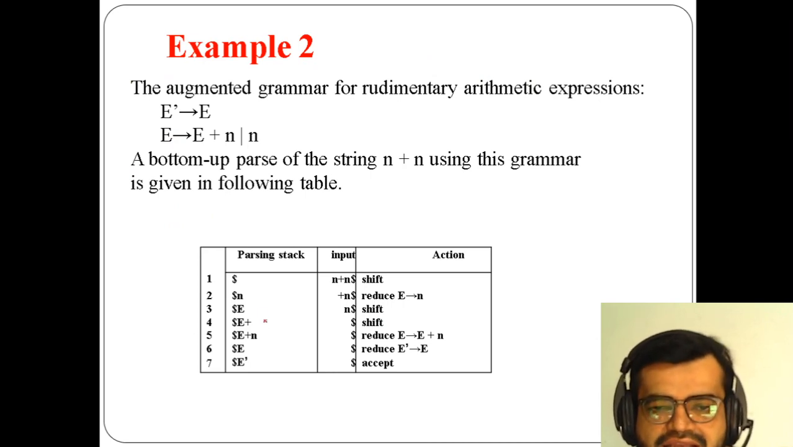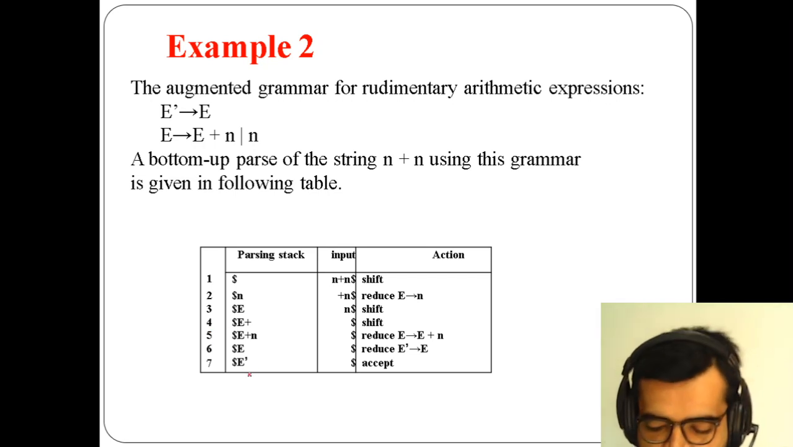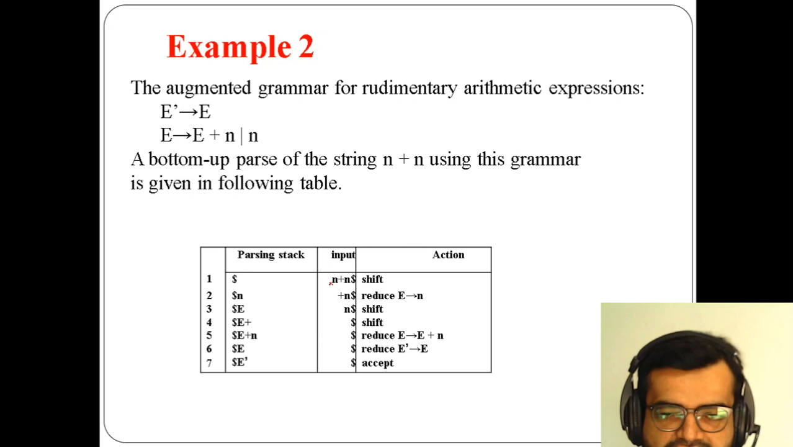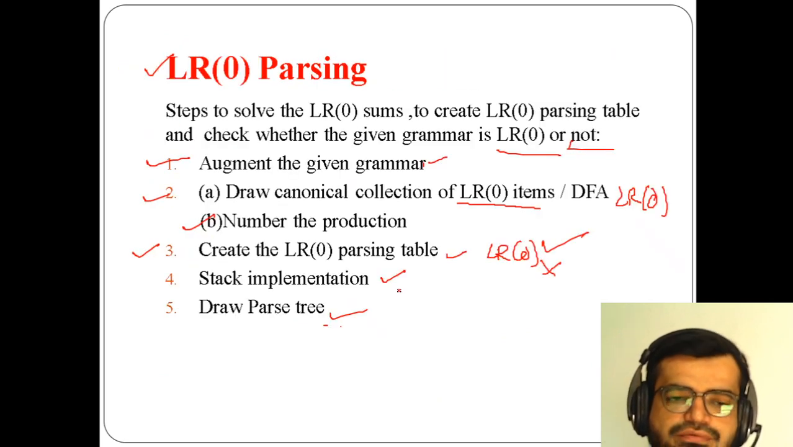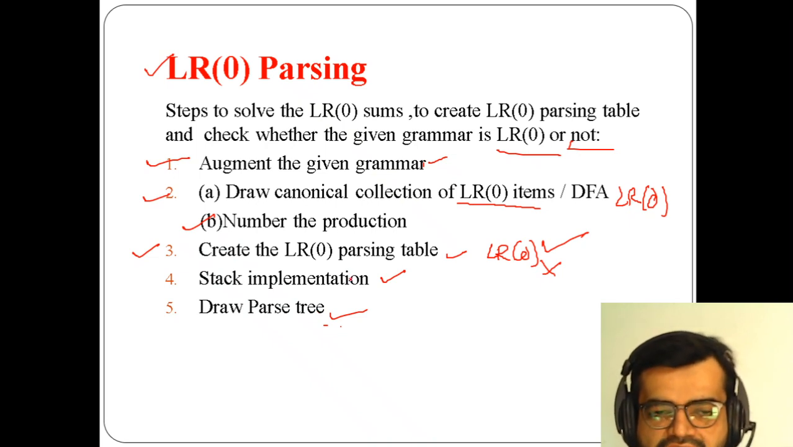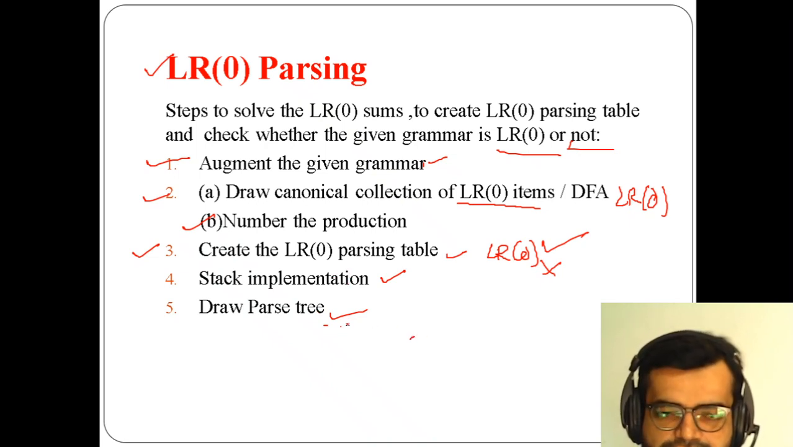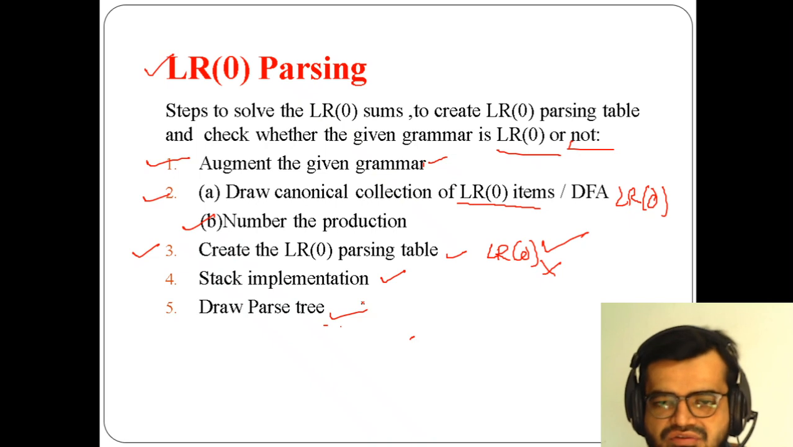So in this way, this is how we have done it. In this way you have to perform the stack implementation. Here the parsing stack is there, the input string, whatever it is, and an action has to be performed. That will be the next step after the third step. This is the stack. Then after that, given the set of productions, you have to draw the parse tree. The last step is the parse tree.